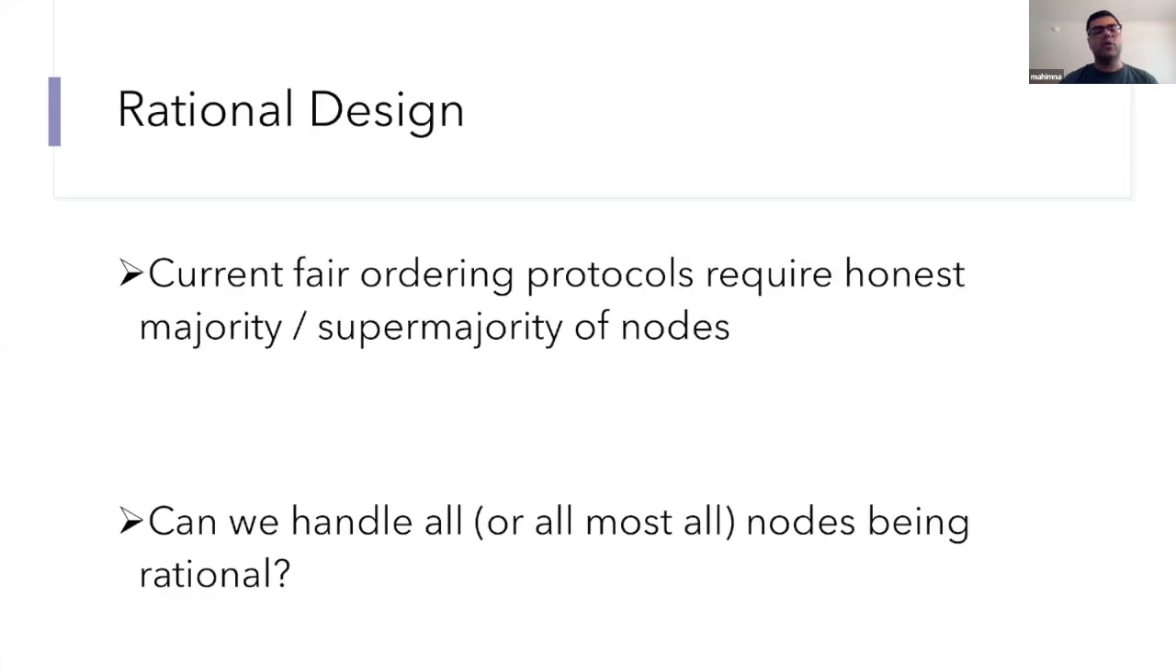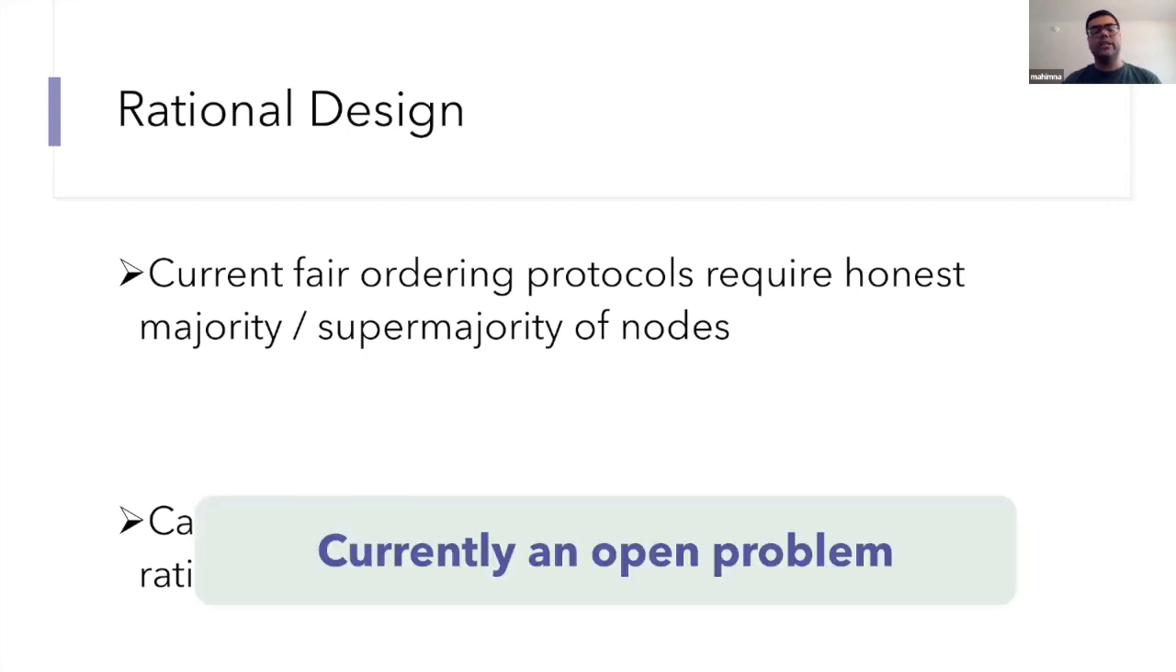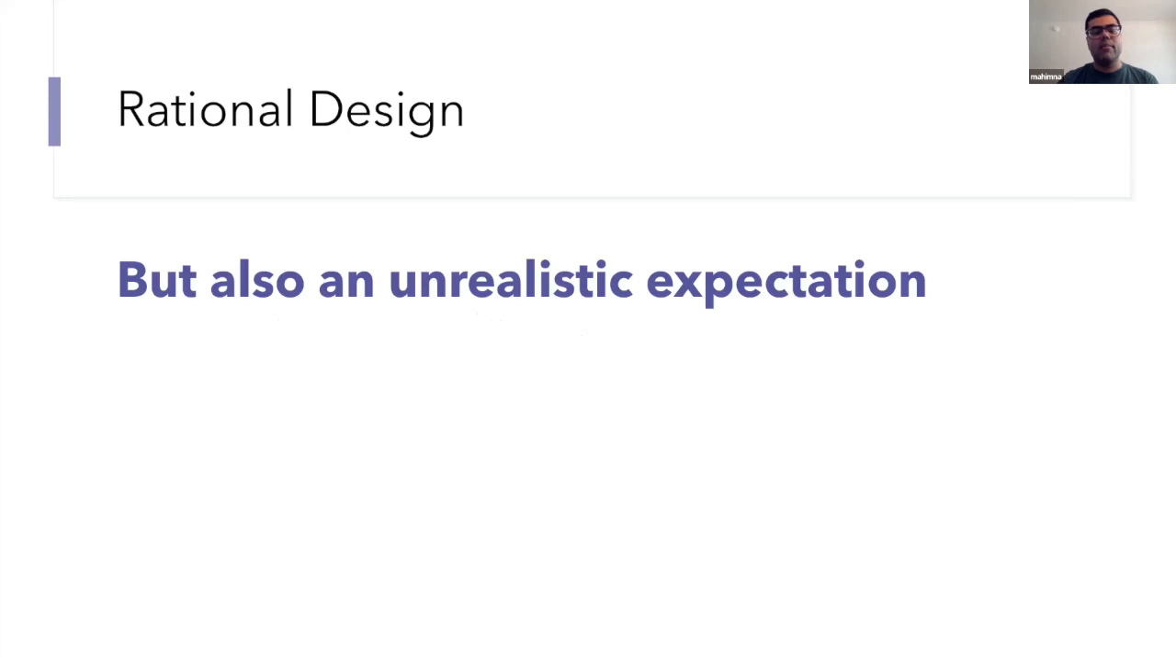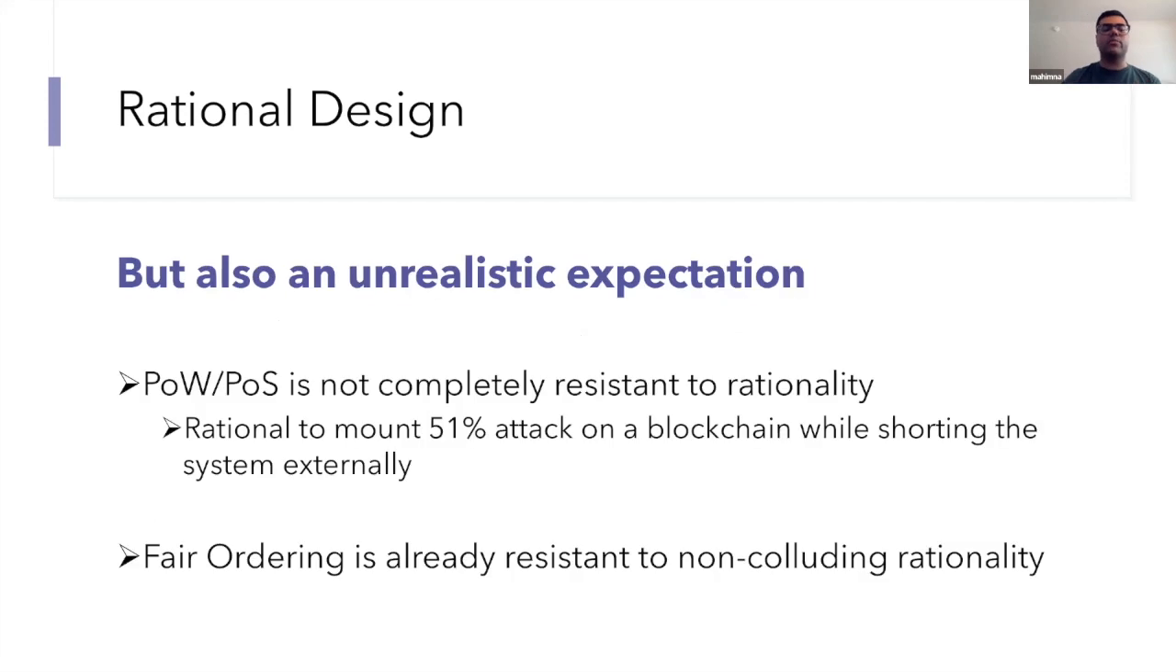The other big open question is how do we incentivize honest behavior, in that current fairness protocols require some kind of honest majority or supermajority. So how do we deal with, let's say, rational players or all nodes being rational? I will say that this is currently an open problem, but it is also somewhat of an unrealistic expectation. For example, proof of work or proof of stake is not completely resistant to rationality under collusion. If you have a 51% collusion of miners in the network, they can short the system, but this is not something we see actually happen.